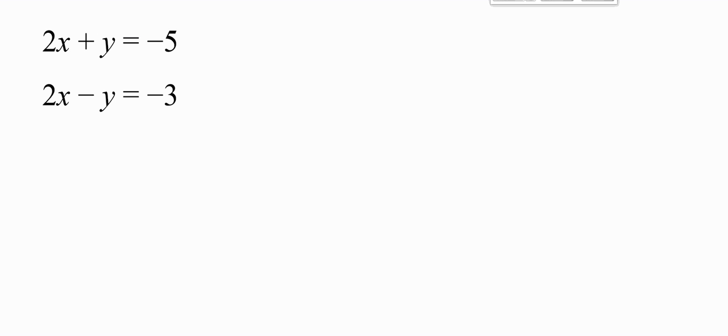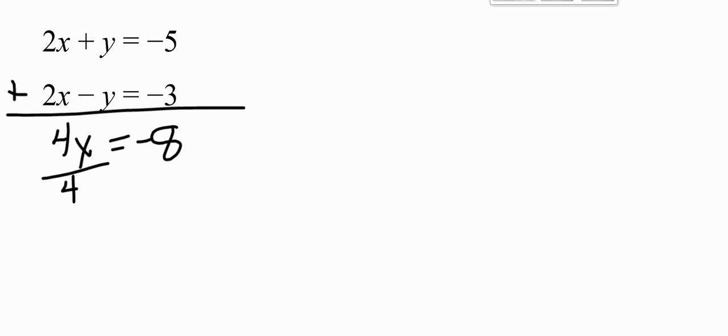Great, same thing here. Go ahead and pause the video and try to work it out. We have 2x plus y equals negative 5 and 2x minus y equals negative 3. I have opposite coefficients with my y's, so I'm going to add. 2x plus 2x is 4x. Y plus negative y is 0. Negative 5 plus negative 3 is negative 8. Divide both sides by 4. X is equal to negative 2.